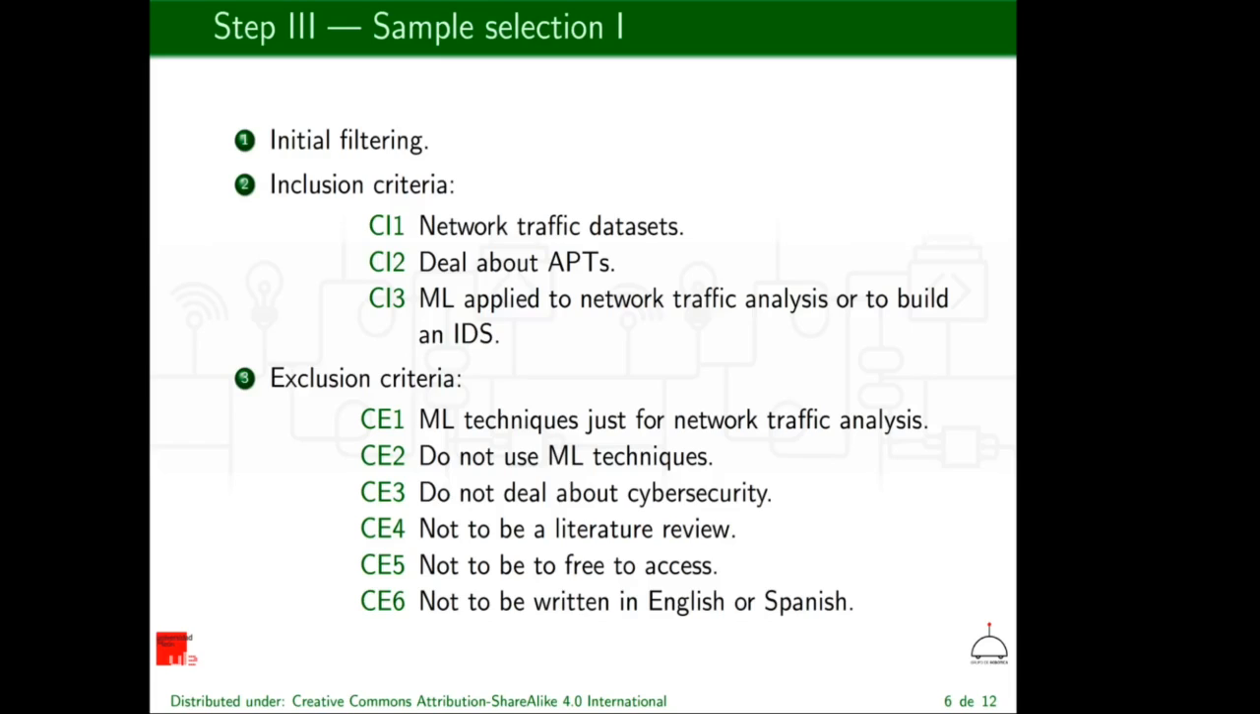In order to select the samples, a filtering process was planned. First, duplicate articles are removed. Next, filtering was carried out based on the reading of the abstract of each of the remaining articles. To decide whether a particular article is marked as accepted or rejected, inclusion and exclusion criteria have been established.